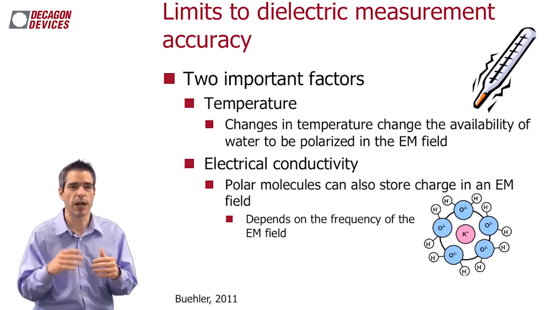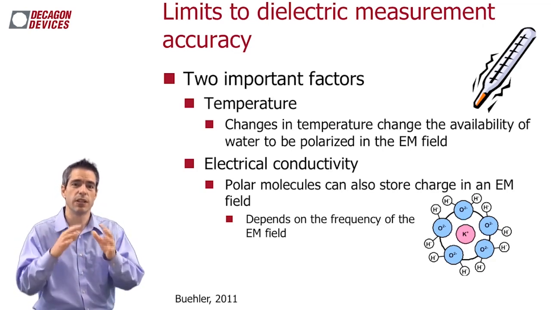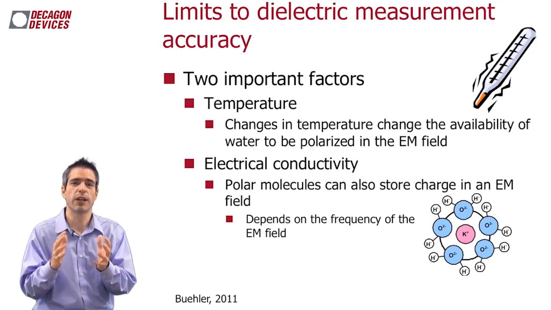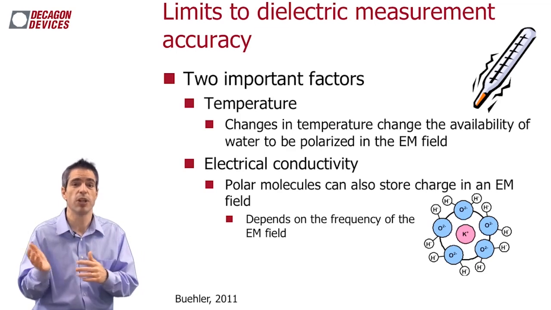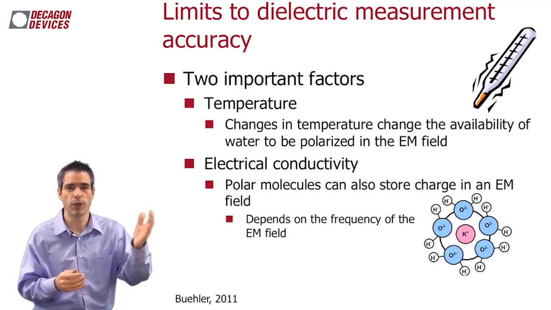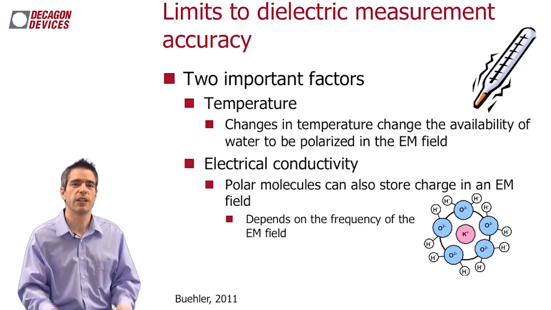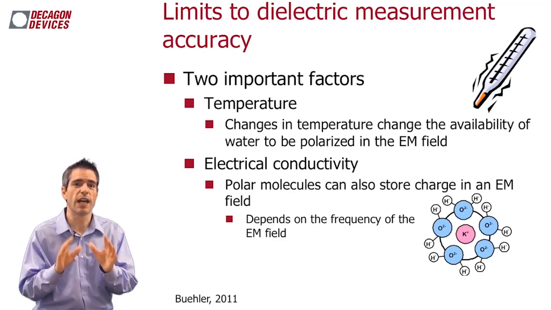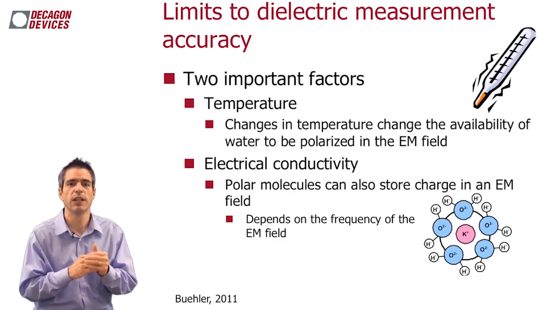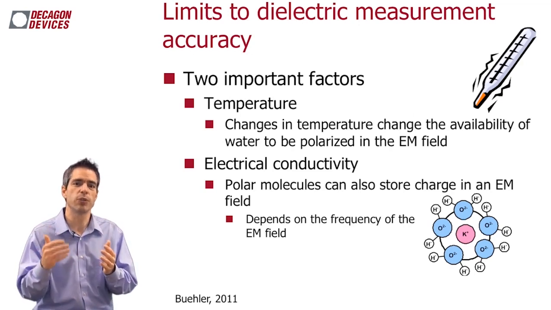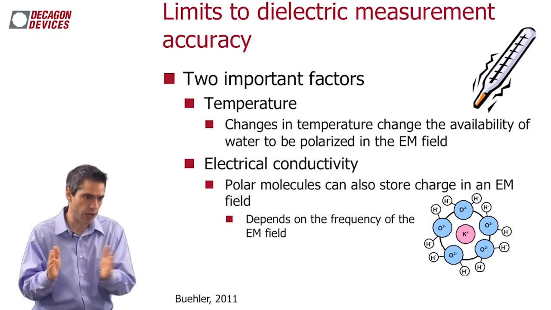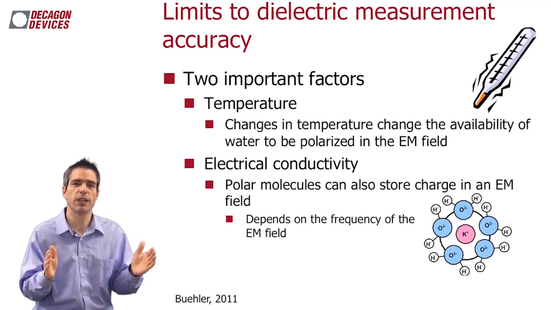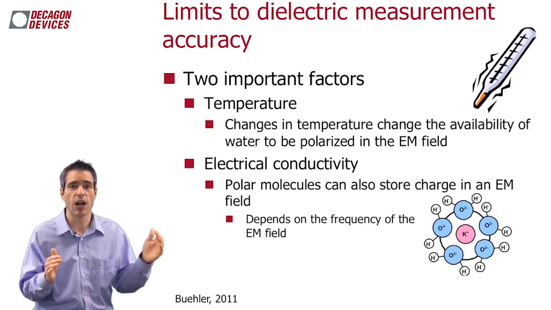Also, as we already talked about, polar molecules in the measurement field, in that electromagnetic field, can change how charge is stored, and therefore can change that relationship between the sensor output and water content. Now I got to make a little note here that particular issue, the electrical conductivity, does not apply to measurements using time domain reflectometry, because it tends to be insensitive across a wide range of electrical conductivity up to a point where there's so much salt that no reflection comes off the end of the probe.